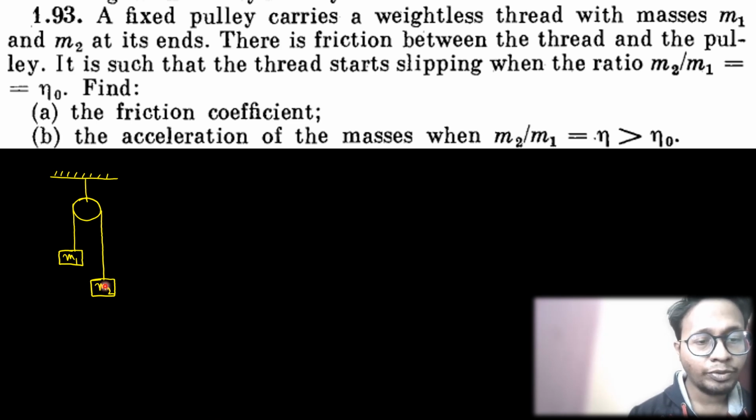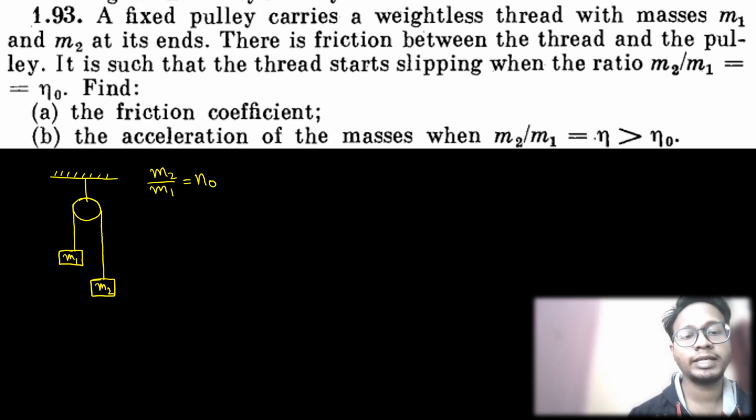So m2, this system will start accelerating when m2 is greater than m1. The question is saying the system is accelerating when m2 by m1 is equal to n naught. The ratio of masses given is n naught. That means m2 divided by m1 is equal to n naught.